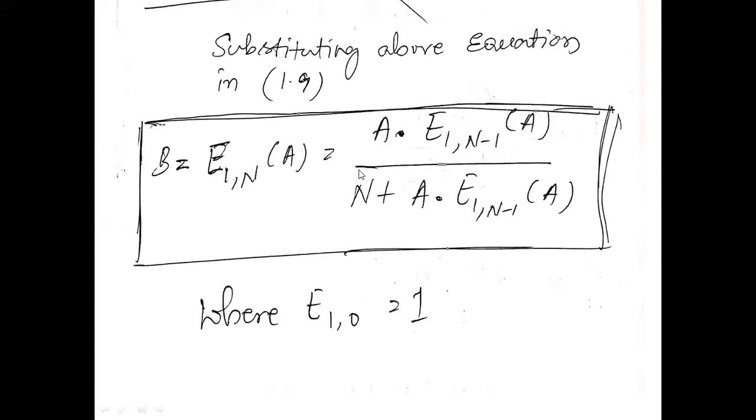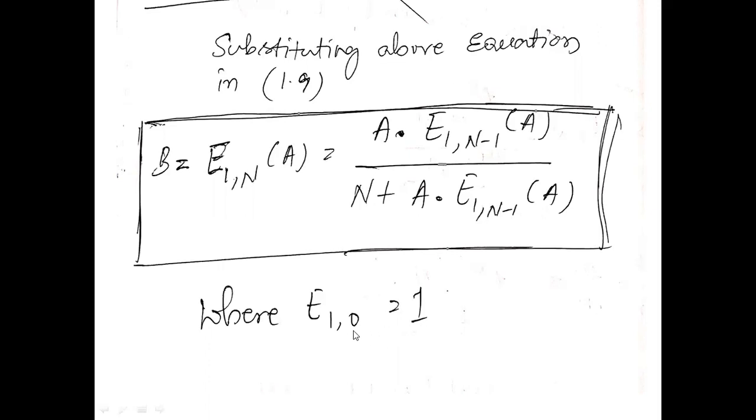We'll be seeing as an example problem how this equation can be used to solve telecommunication related issues. Also note that the Erlang distribution for zero trunks is 1.